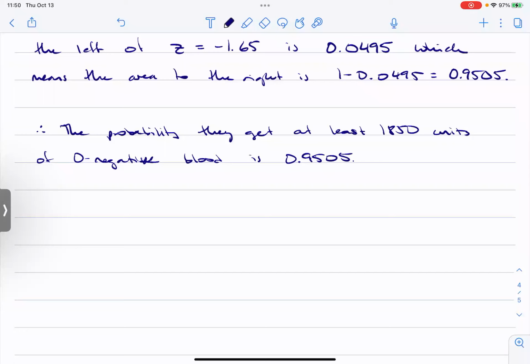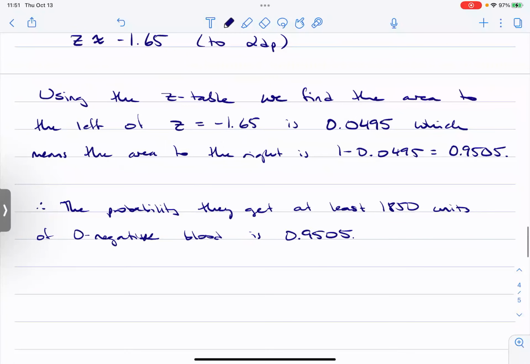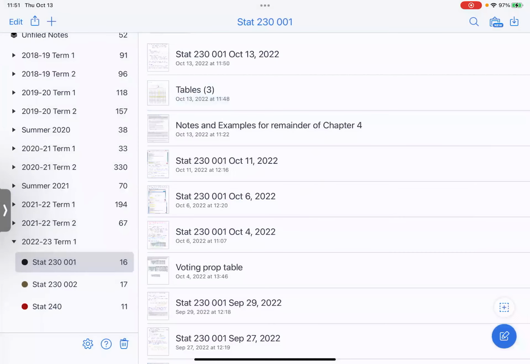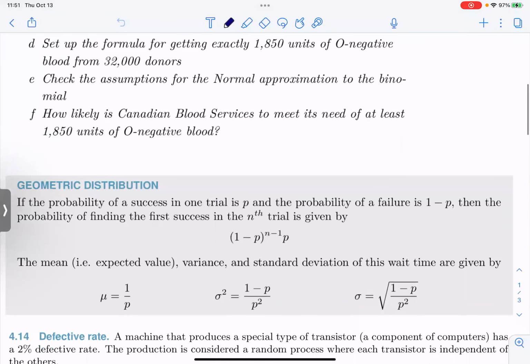What would you have to do if you work at Canadian Blood Services, you give this to your boss and they say, well, we need to increase that probability? You'd have to get more donors, and then you would increase it. Good. So that's the normal approximation to the binomial. Fun, right? No, probably not. It is fun, but I understand if you don't love it.